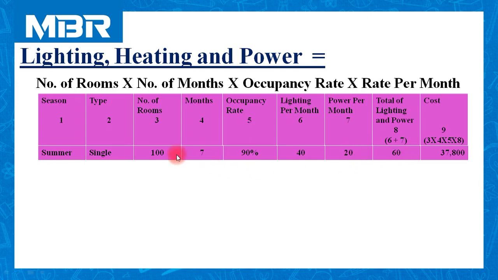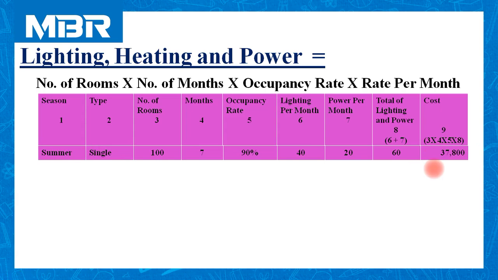So 100 number of rooms multiplied by 7 for number of months multiplied by 90% occupancy rate multiplied by cost of lighting and power 60. So total cost incurred for single room during summer is rupees 37,800. I just want to draw your attention.